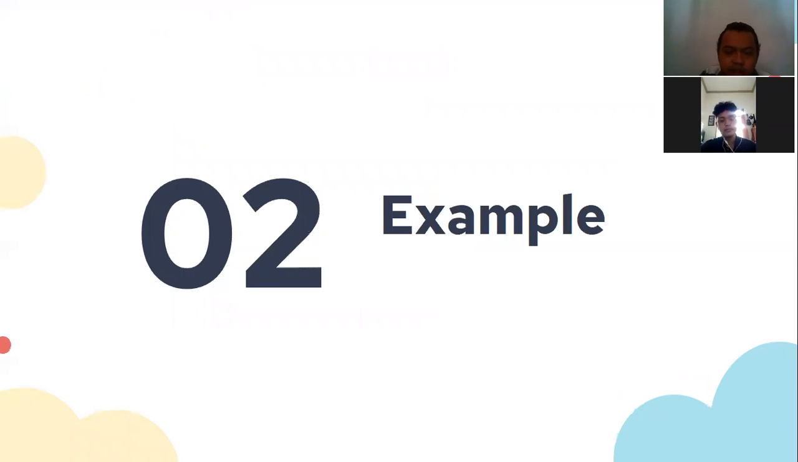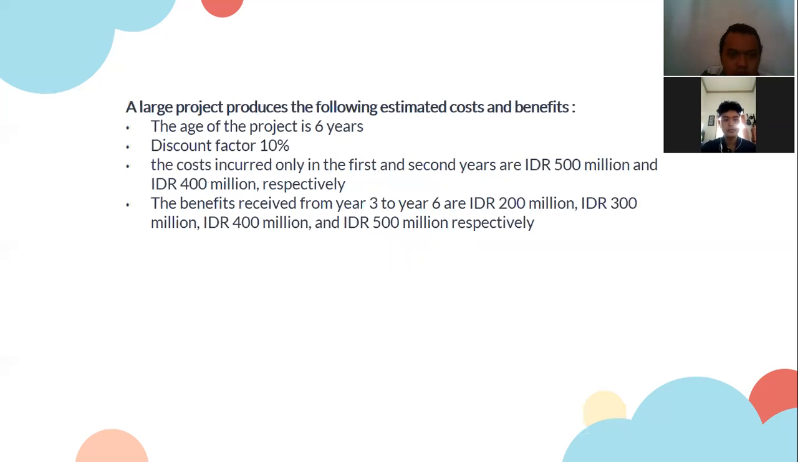And next we go to the example. Here, a large project produced the following estimated cost and benefit. The age of the project is 6 years, with a discount factor of 10%. The cost incurred only in the first and second years are IDR 500 million and IDR 400 million respectively. The benefits received from the third year until the sixth year are 200 million, 300 million, 400 million, and 500 million respectively, in Indonesian rupiah.